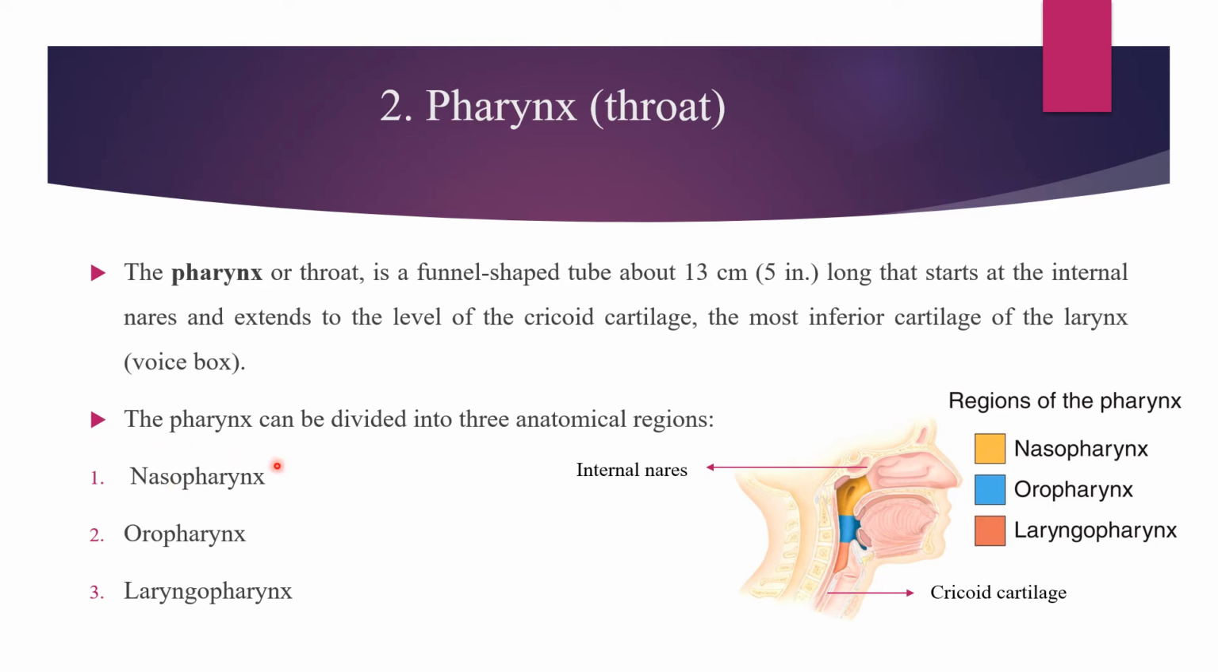So the pharynx can be divided into three anatomical regions. First one is the nasopharynx, then the oropharynx and the laryngopharynx.